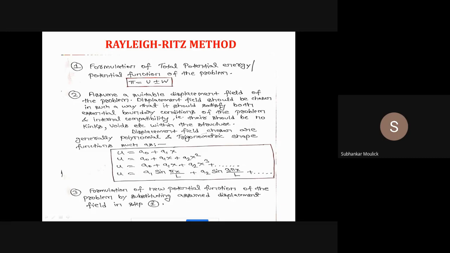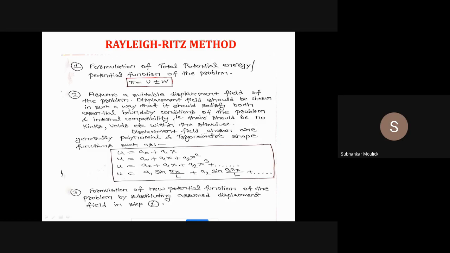Similarly, if a beam is given to you and the beam is bending, then I know that the bending curve follows some sinusoidal curve, some cosine curves. In that case, polynomial functions will not be suitable displacement functions to solve the problem. So in those cases, we have to take the trigonometric functions. That is, u is equal to a1 sine pi x by l plus a2 sine 3 pi x by l and so on.